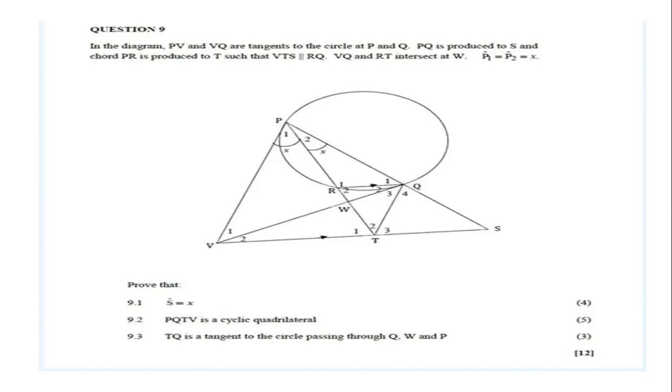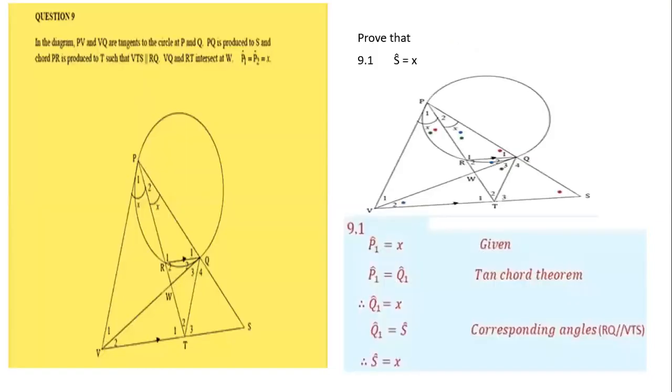So let's start with number 9.1, where we were asked to prove that angle S is equal to X. So how are we going to prove that? Remember, you were given P1 and P2, so you must bear that in mind. You can even highlight it if you have a pencil or a highlighter of any color, so it's easier for you to work out what is needed.